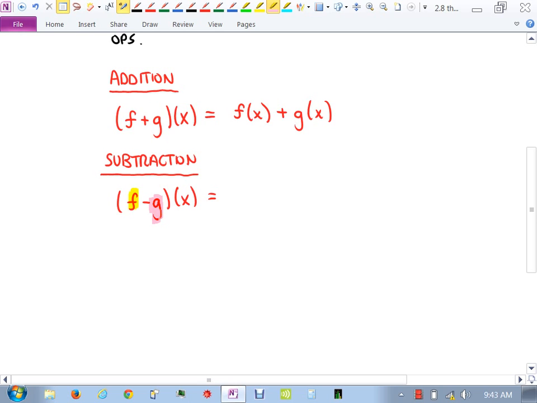I'm trying a different highlighter color to see if it works better. I guess it's okay. Let's see.